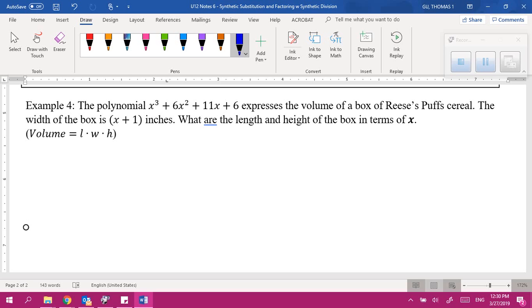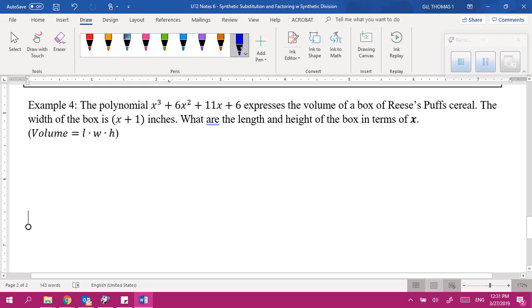Okay, so volume is length times width times height, right? They already gave you the width, which is one of the factors. So how can I find the length and the height? That's probably not going to help in a question like this. So we have three factors, right? The length, the width, and the height. One of the factors is the width, which they gave us. So this is the same thing as the last one.